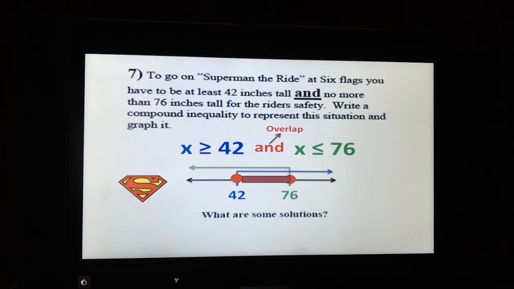So this middle region is going to be what we have for our solutions. So our solutions would start at 42 because we are including it. Any numbers that are in between, so we have these examples right here, 46, 57, 60, and 70. And then also 76 itself, because it is a closed circle. Now for number 8, you're going to try this one on your own. So here it is.